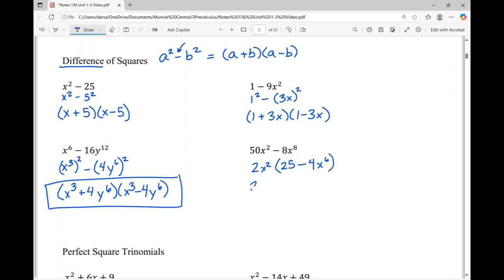And now we can factor that into first plus second, first minus second. So that'll be 5 plus 4x cubed and 5 minus 4x cubed.